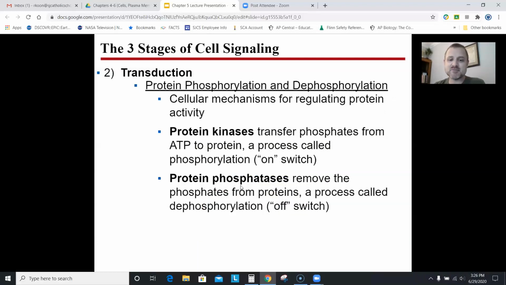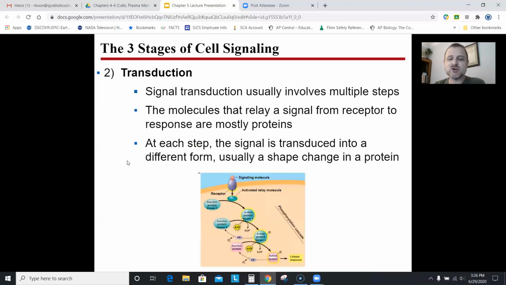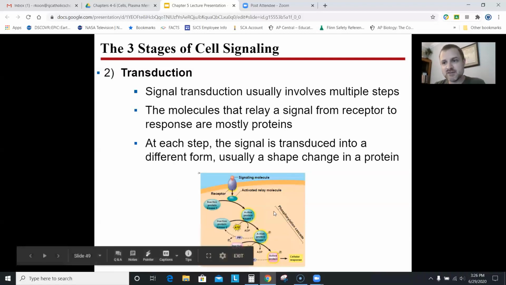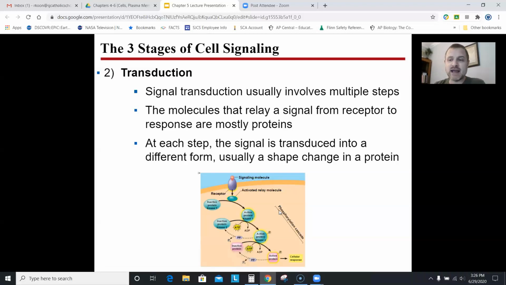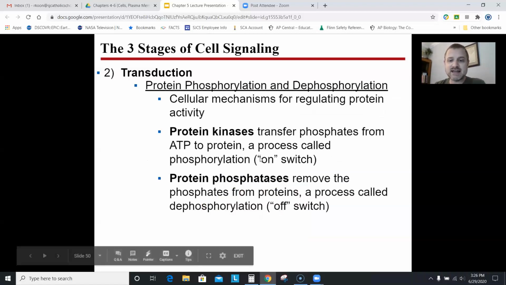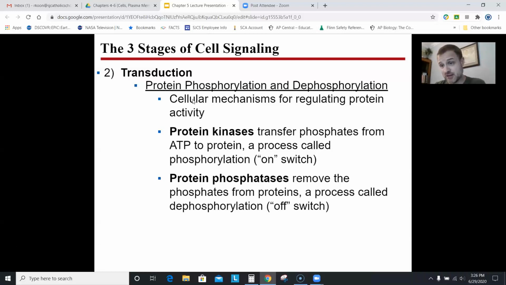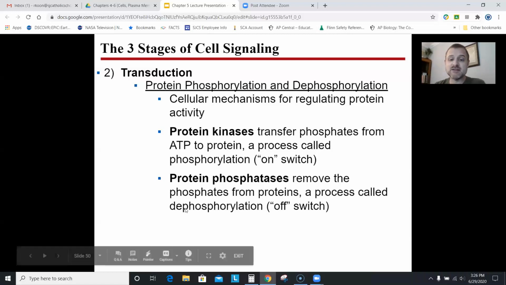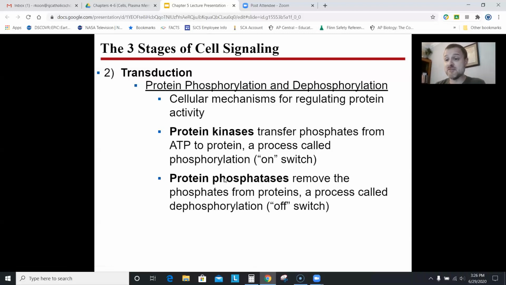Protein kinases and protein phosphatases. So the verb phosphorylate, this is an important verb. To phosphorylate means to add a phosphate group, usually from ATP. And if you add a phosphate group, usually you turn something on. Protein kinases transfer phosphate groups to something. So protein kinases are enzymes that phosphorylate or turn on the cascade. Protein phosphatases are enzymes that remove phosphate groups, or dephosphorylate, or are like an off switch.